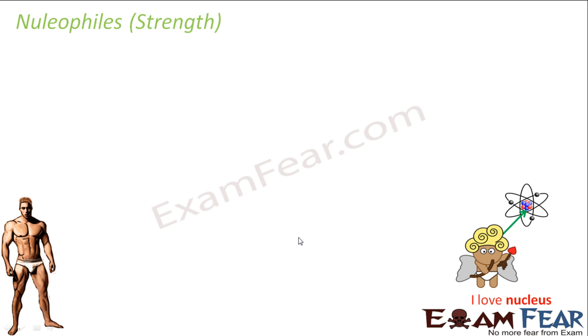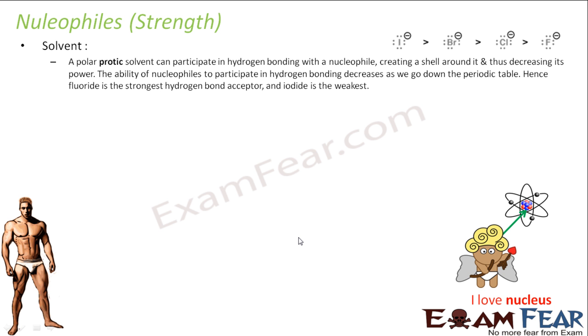The third factor which determines the strength of the nucleophile is the solvent. Yes, it is the solvent. Please don't ignore the solvent. Solvent also plays a critical role. As we know, there are two kinds of solvents, protic and aprotic. In fact, we'll discuss more about the solvent in the next few slides. So if the solvent is polar protic, it plays a critical role for the nucleophilic strength.